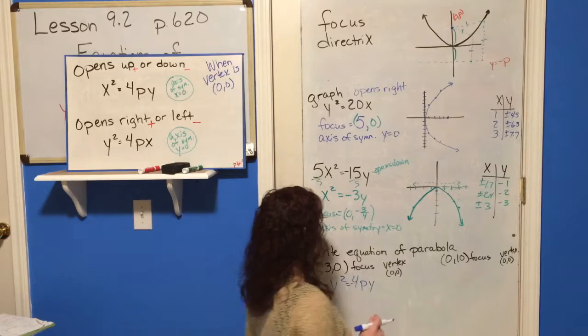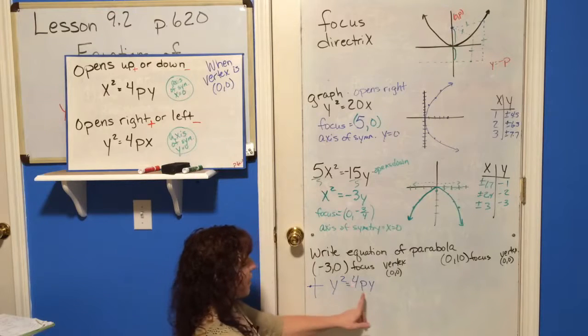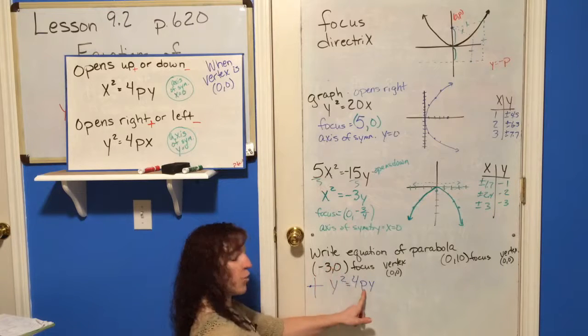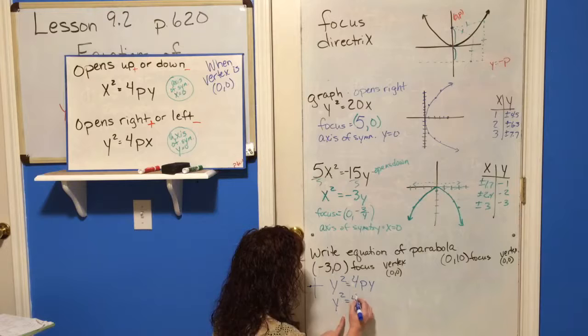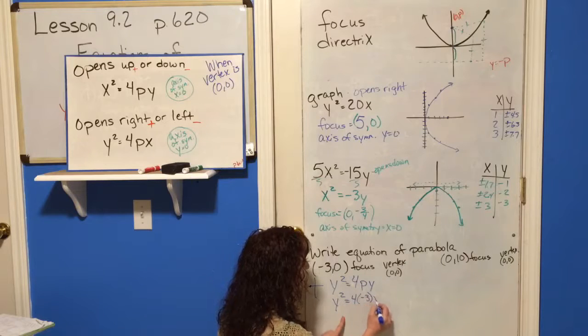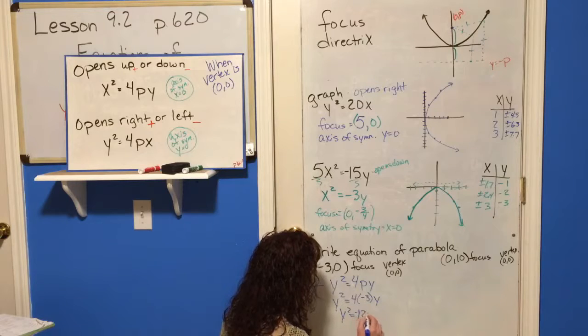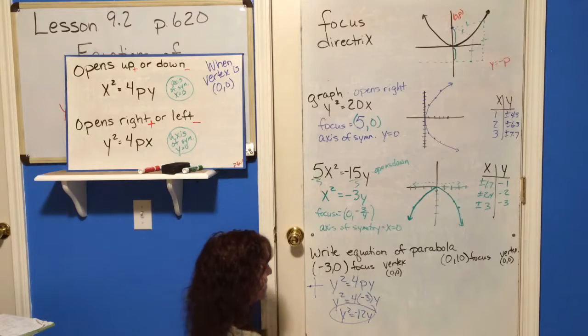All right. So what we're going to do is this. We're going to put in the p, remember, is this -3. So y squared equals 4, put in your -3, x. So y squared equals -12x. And guess what? That's it. You're done. Ha! How easy is that?